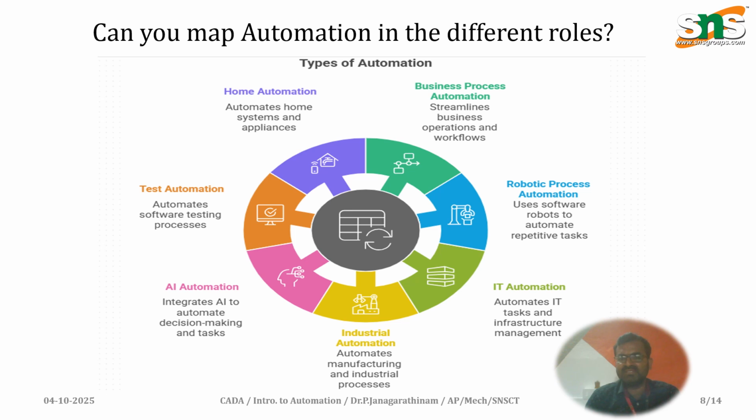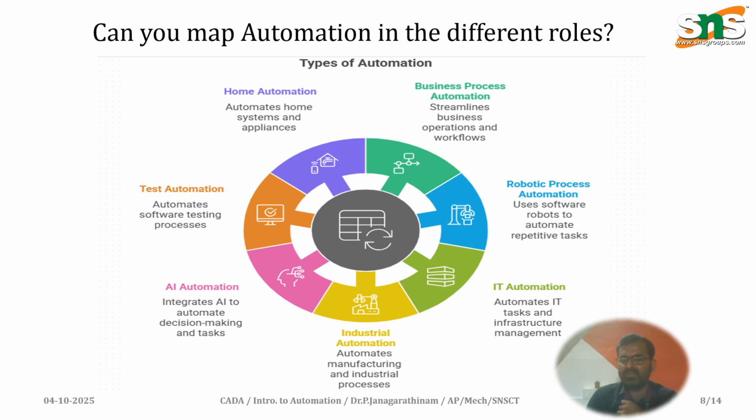These are the roles of automation. In home automation, we automate home systems and applications. In business process automation, we streamline our business operations and workflows. In robotic process automation, we use software robots to automate repetitive tasks. Some humans have to do repetitive tasks, but by using this kind of control system and robotic system, we can segregate that and avoid repetitive work.